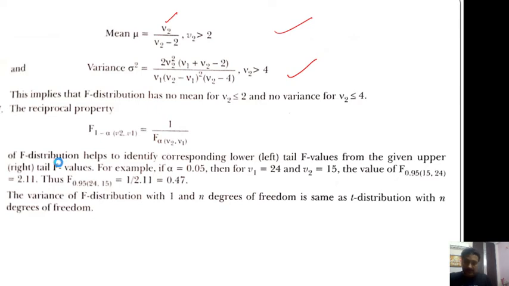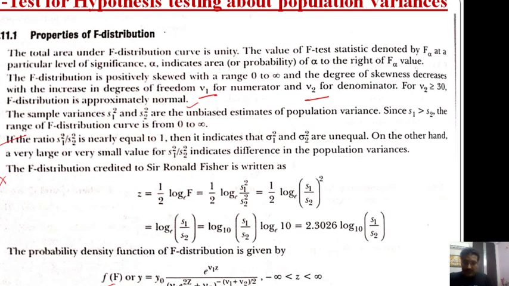And one more thing I would like to mention here: the F distribution is positively skewed with the increase in the degrees of freedom v1. So please remember that v1 doesn't mean sample size, it is just degrees of freedom, and v2 is again degrees of freedom in the denominator or second sample.